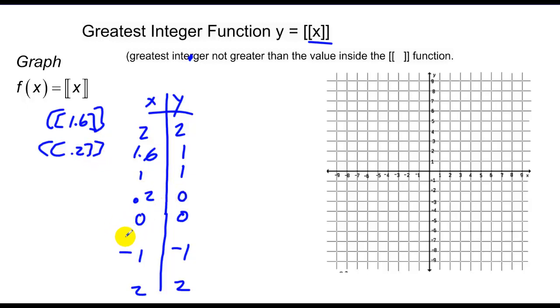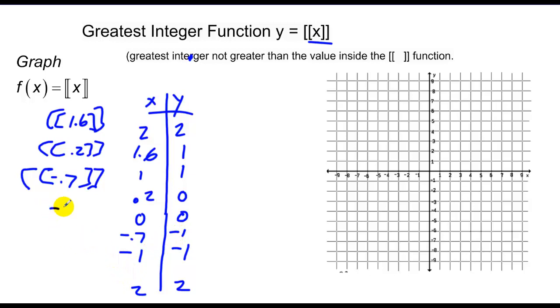When I plug in -0.7, the integer that is not greater than -0.7 can't be 0 because 0 is greater than -0.7. This must be -1.